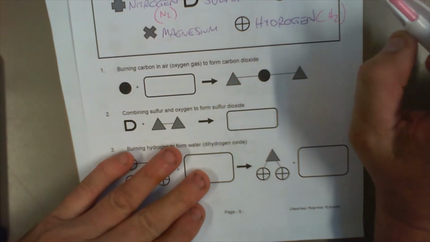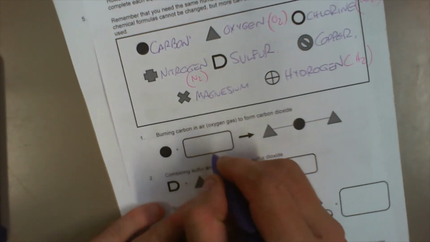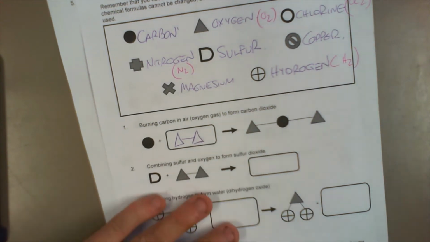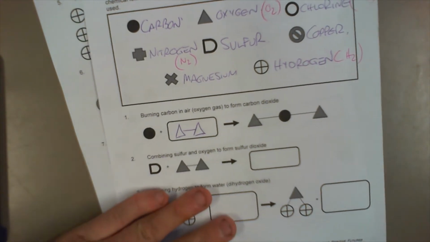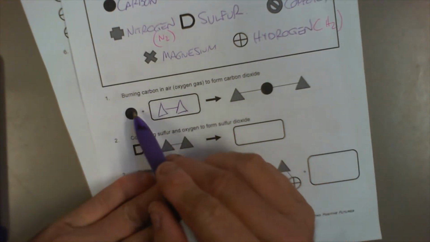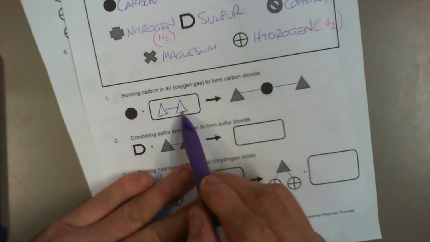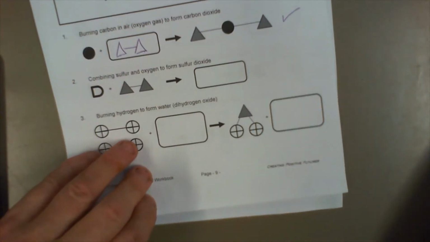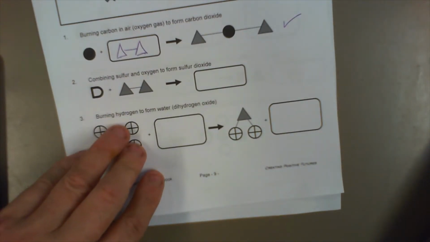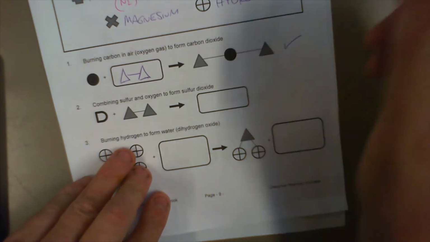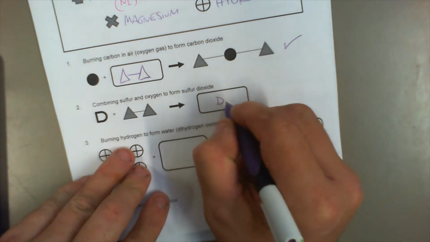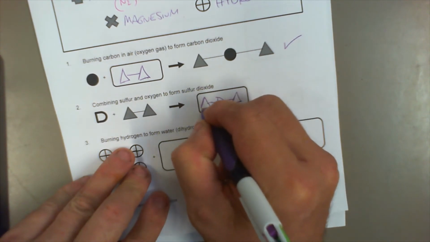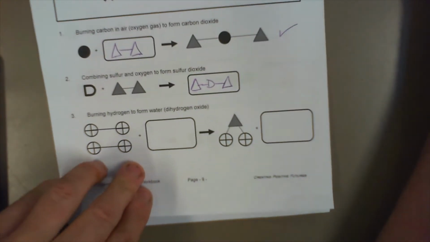So now we need to put 1 molecule of oxygen here. That's our 2 triangles joined up, and then we need to count to make sure that they're the same on either side. So we've got 1 carbon, 1 carbon, 2 oxygens, 2 oxygens, so tick, that one is all done. If we're combining sulfur to form sulfur dioxide, again we've got the sulfur and our 2 triangles either side for sulfur dioxide.